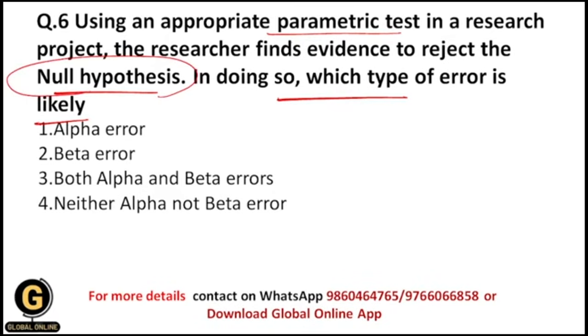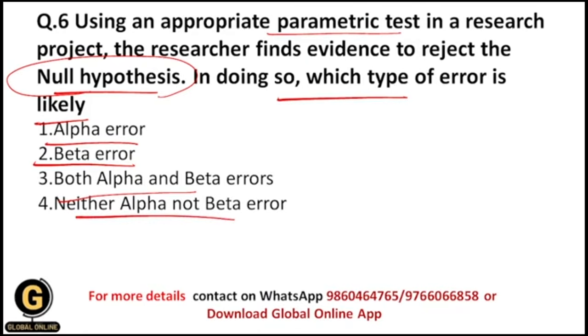Okay, so whenever he is rejecting the null hypothesis, then in that situation what type of error will occur? Whether alpha error will occur, or beta error will occur, or both alpha and beta errors will occur, or neither alpha nor beta error will occur.